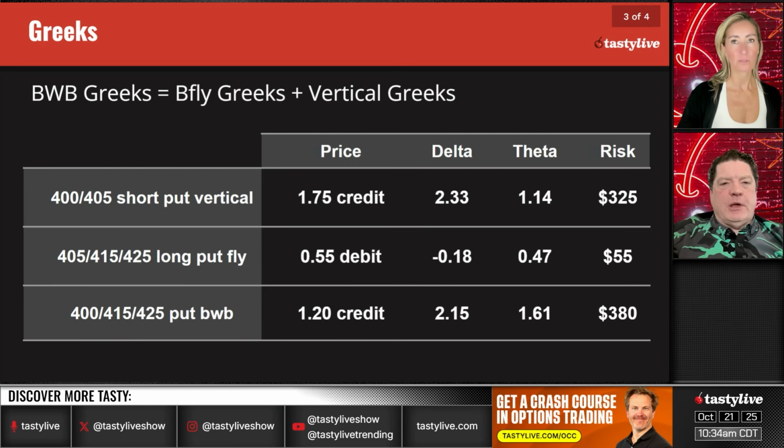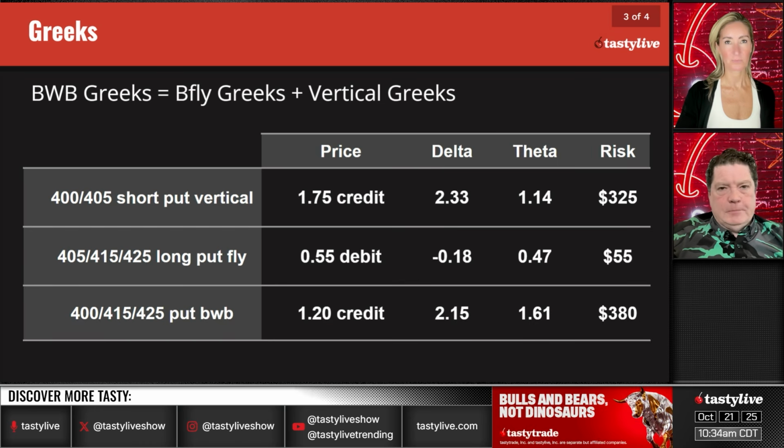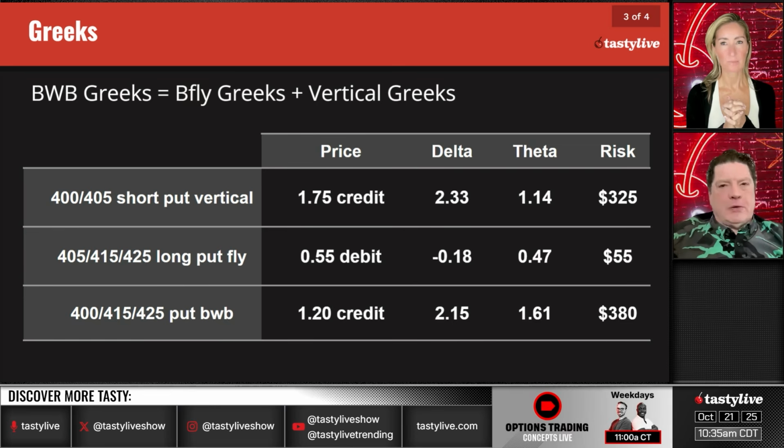So we start on top. You have the broken wing butterfly, and it has some delta to it. It has some theta to it, and it has a max risk to it, right? And so as you go down, what I did is I compared those, and then the butterfly, and then the short vertical. As you can see, the broken wing butterfly's P&L, its deltas, its thetas, are the sum of the butterfly and the short vertical.